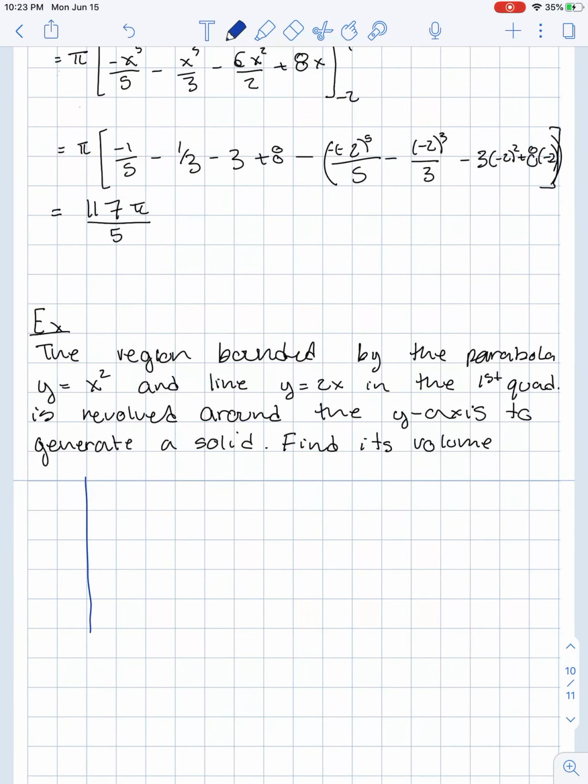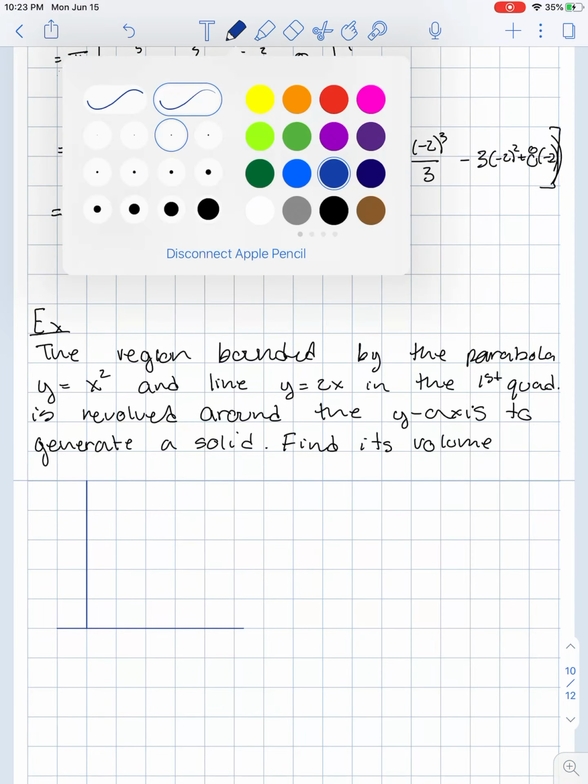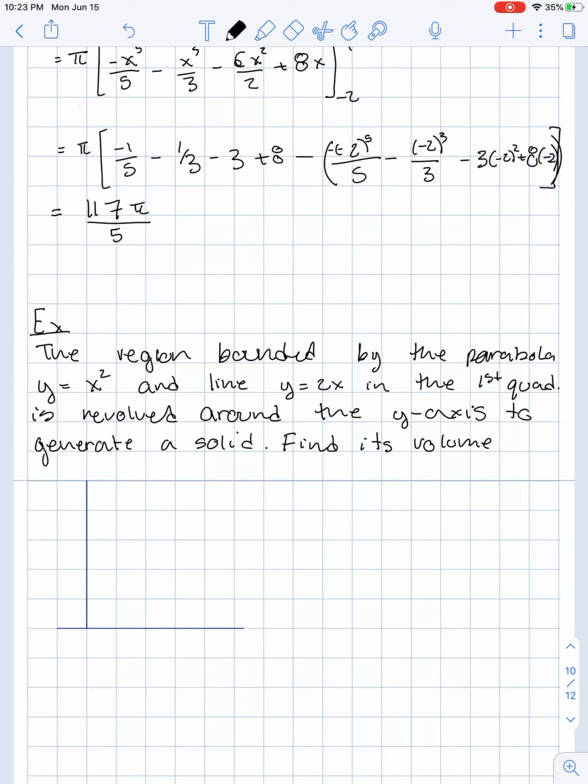So let's do a quick little sketch. This is real time. So yeah, that should be good. Let's do y equals x squared. So that's 1, 1, 2, 1, 2, 3, 4, 5. Something kind of like that. And then 2x. And the first quadrant is going to be kind of like that.